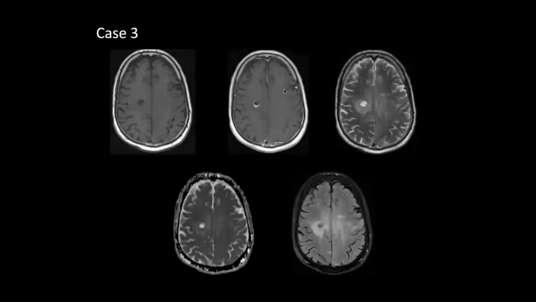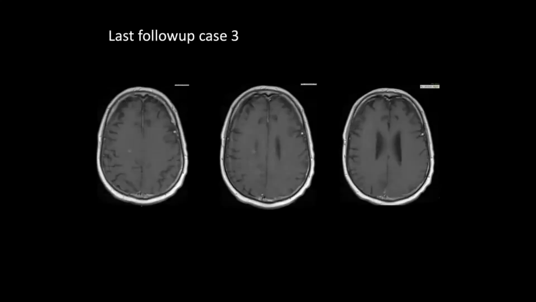This is case 3, same thing. So the lesion is very similar in all the sequences, but there is infiltration in the surrounding matter of the brain. And indeed, on follow-up, again, the lesion is still here, so no possibility of removing the entire lesion in this patient too.